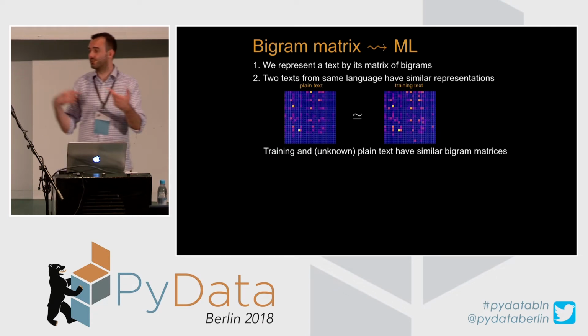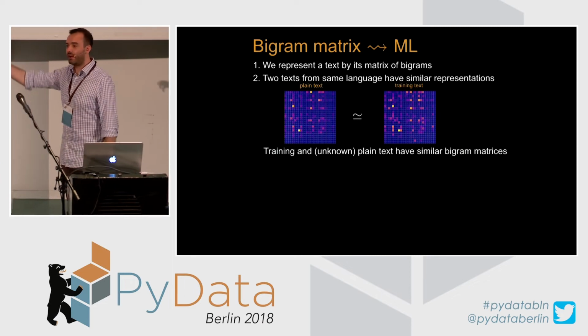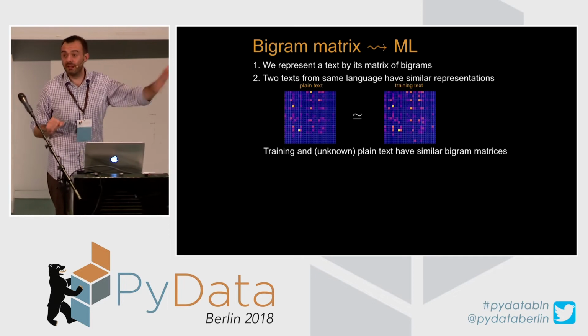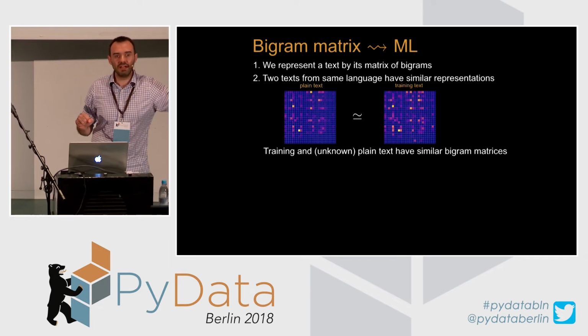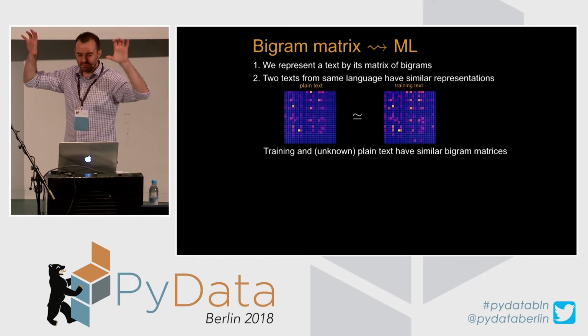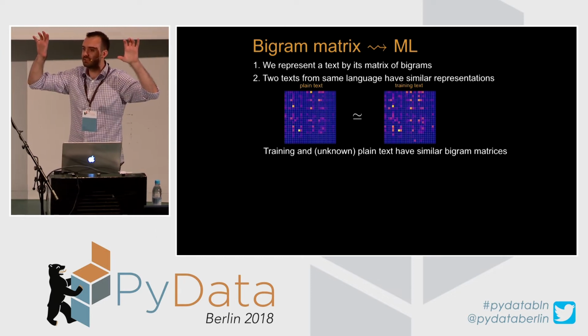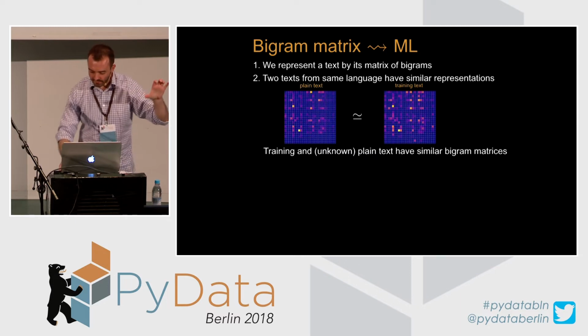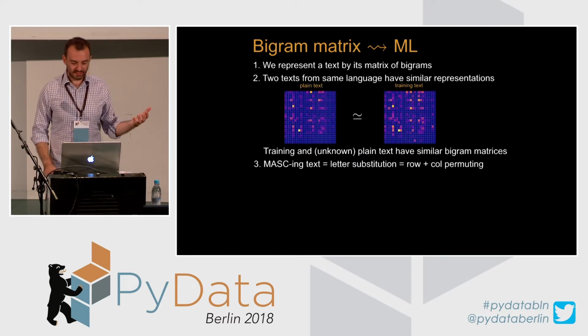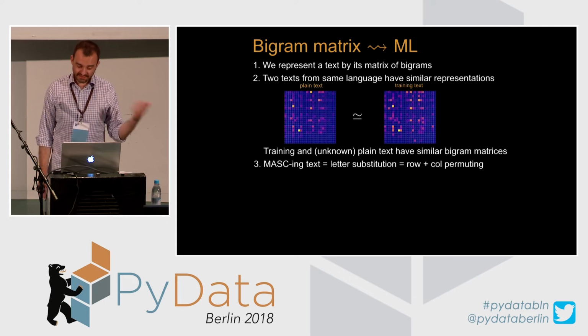Someone has told us that the cipher is in English, so I go out and I download any Wikipedia English article I want. I still can't read the ciphertext, but I know whatever that plain text is, it's in English, and so its matrix of bigrams will have to resemble the matrix of bigrams of the training text. It's really important.